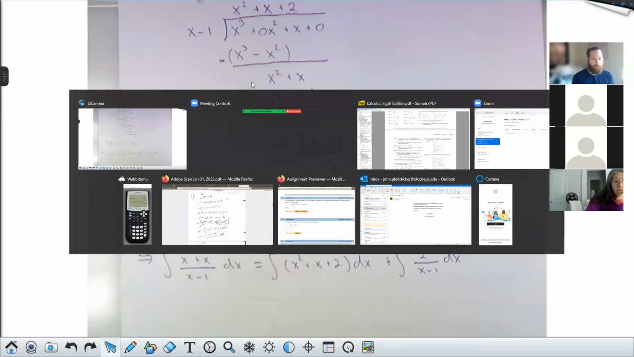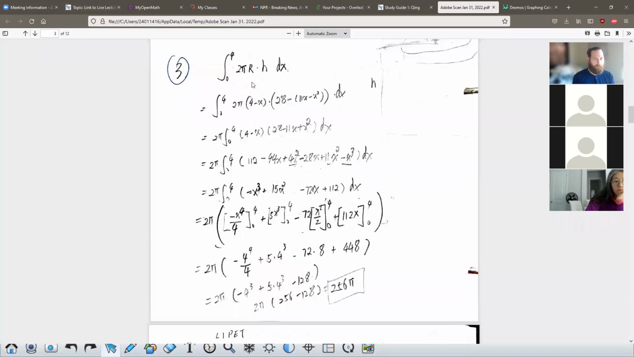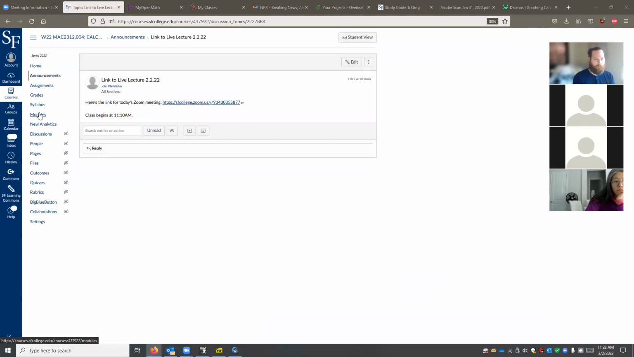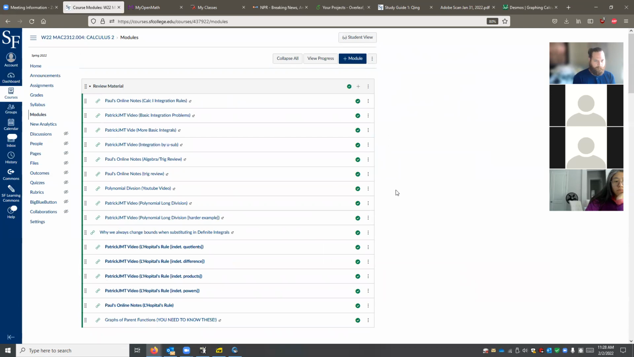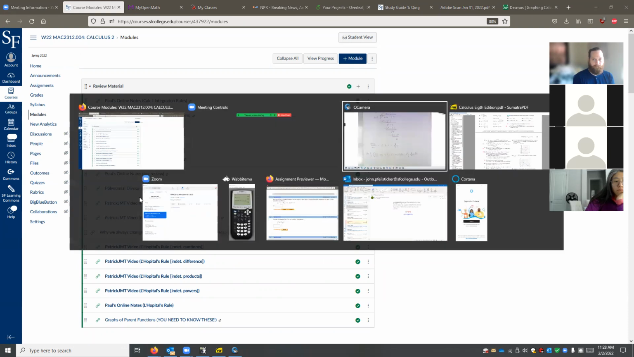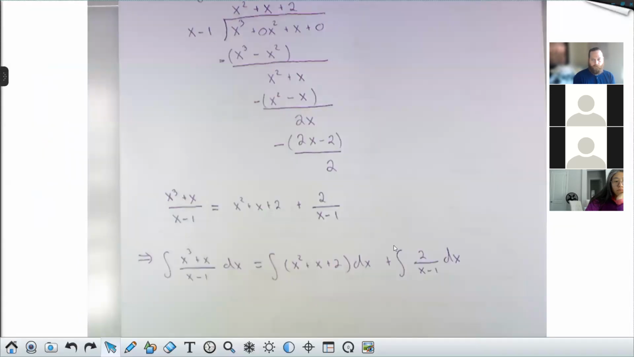This is the only example like this that I'll be doing today. But if you do look in our modules under the review material, I believe, yeah, right here, Patrick JMT video polynomial long division, and then another one, a harder example. So that and also this. So I've got 1, 2, 3 links here if you need to go back and review how to divide polynomials a little bit more. The answer came in chat.